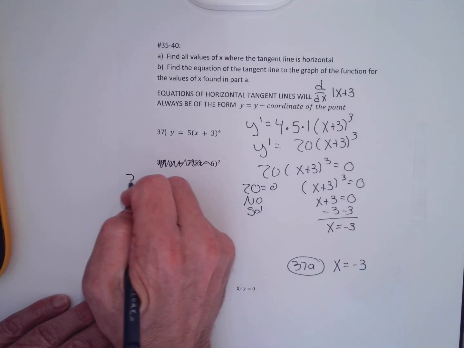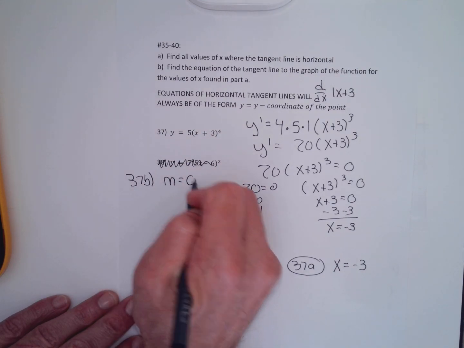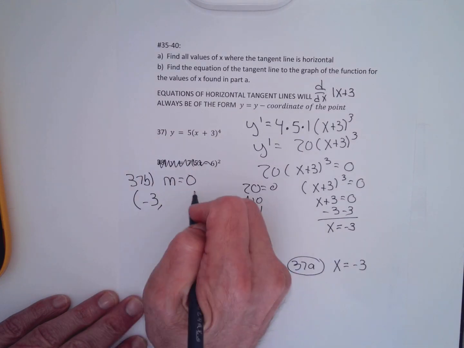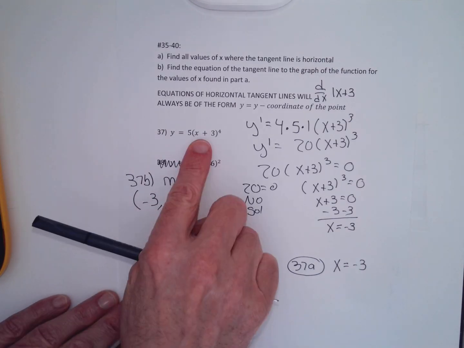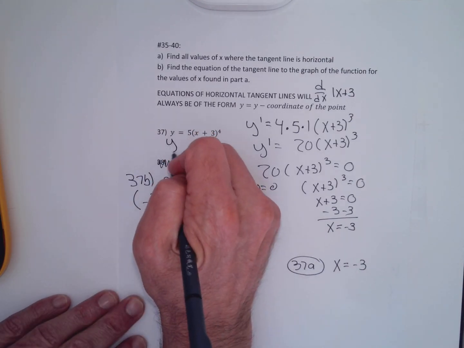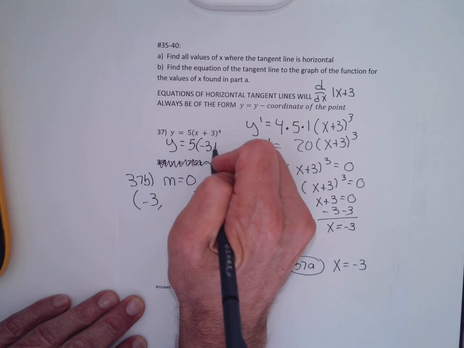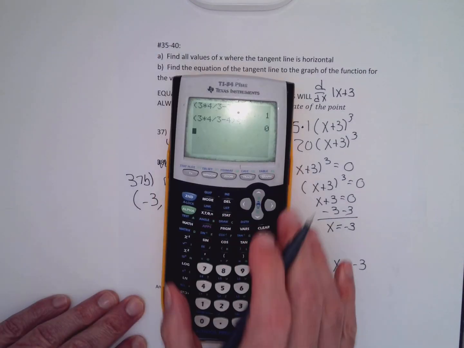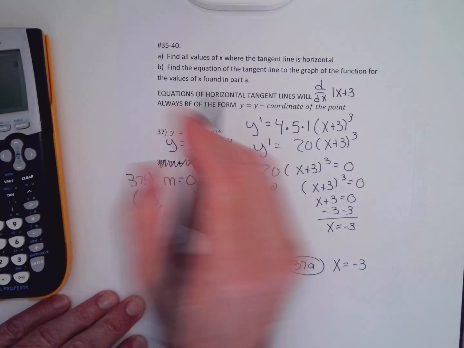For 37b, because I know I'm finding a horizontal line, I know that its slope is 0. I know that the x coordinate of the point is negative 3. I just need to get the y coordinate. And I get the y coordinate by taking the x and plugging it in. So the y coordinate of my point is going to be 5 times negative 3 plus 3 to the fourth. I know that comes out to be 0, but let me make sure it does. 5 times negative 3 plus 3 to the fourth. The y-coordinate of my point is 0.